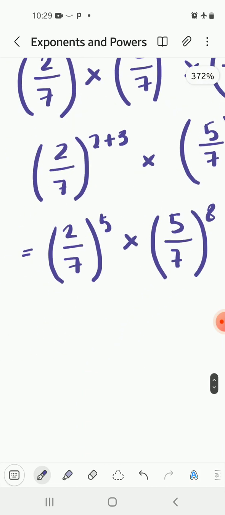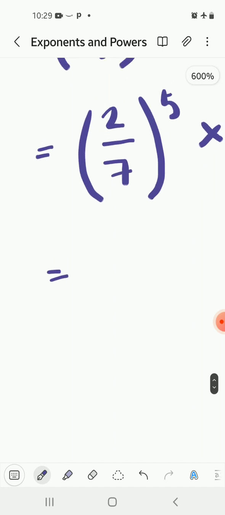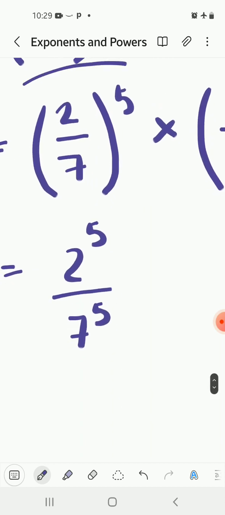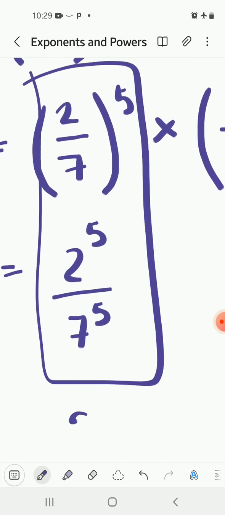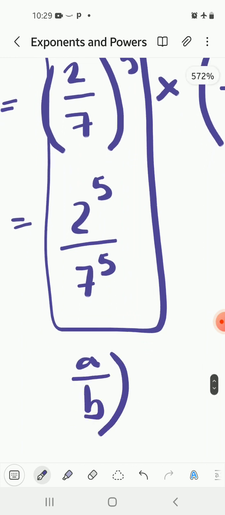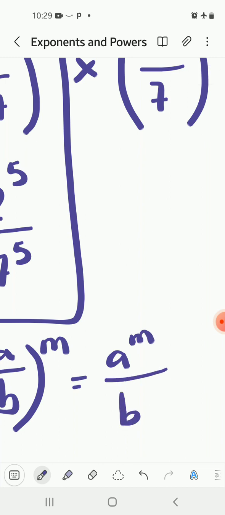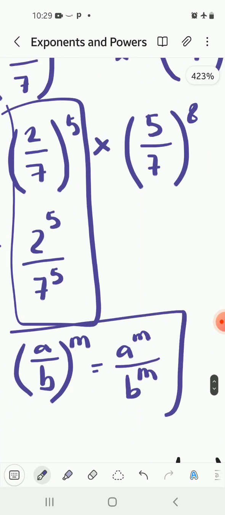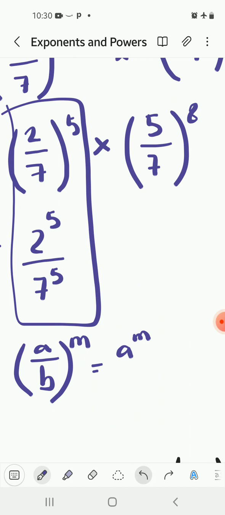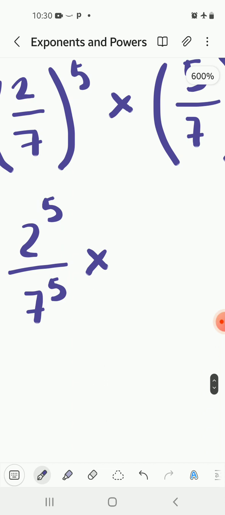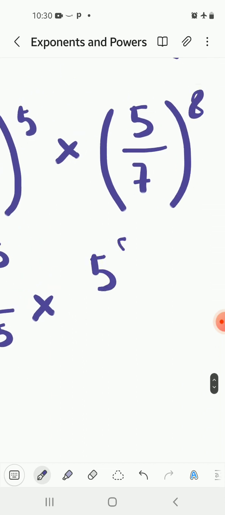Now let's split it. We can write it this way, 2 to the power 5 and 7 to the power 5. Just split it. This is also a law of indices. This is similar to the law (a by b) to the power m becomes a to the power m by b to the power m. We have done this law. So this is similar to this law. Applying this law, we are going to solve this. Once we are done with it, next step, do the same with this part also. 5 to the power 8 and 7 to the power 8.